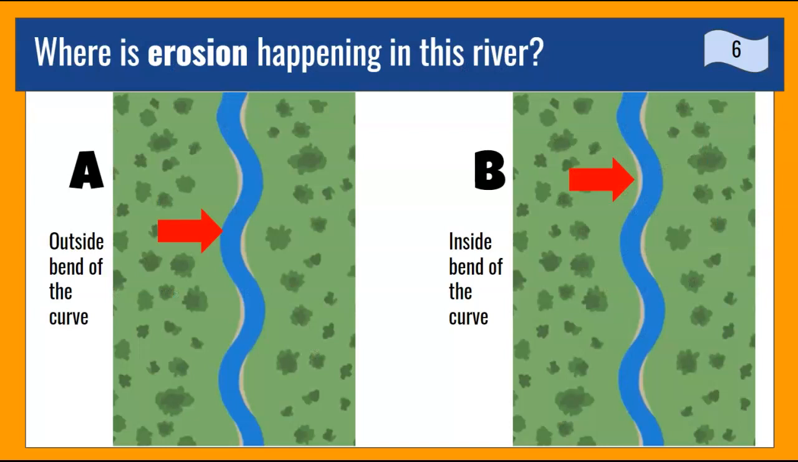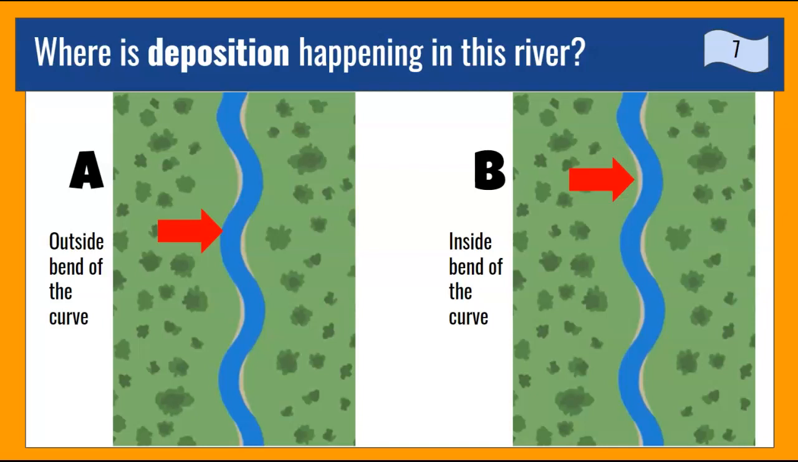So where is erosion happening in this river? Is it A, outside the bend of the curve, or B, inside the bend of the curve? Look at the pictures carefully. What do the blue parts represent? What do the tan parts represent?